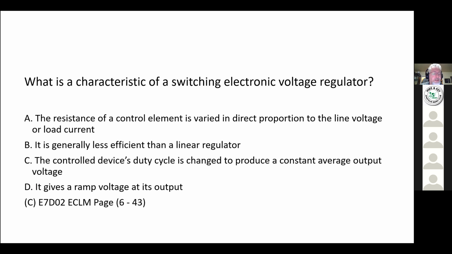Charlie is correct. The control device's duty cycle is changed to produce a constant average output voltage.